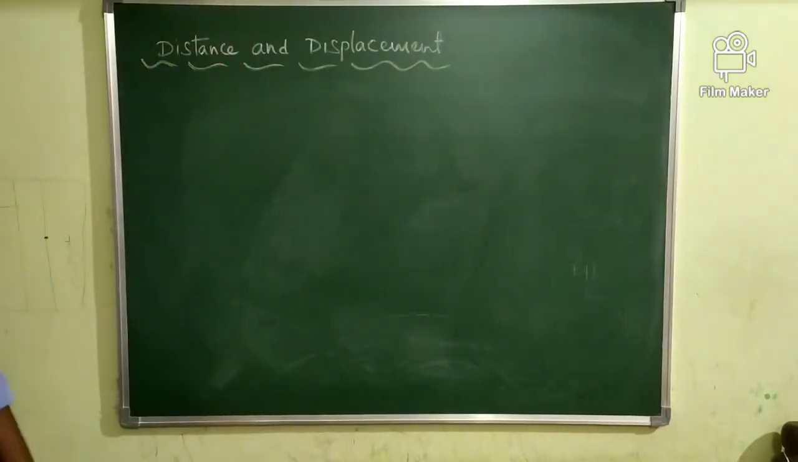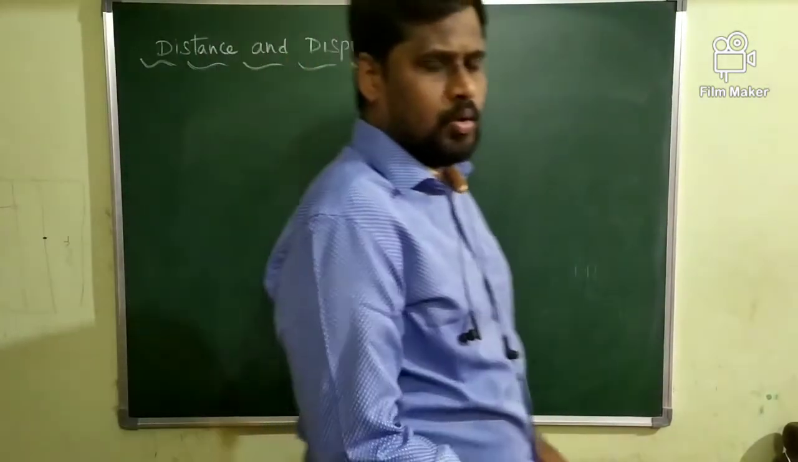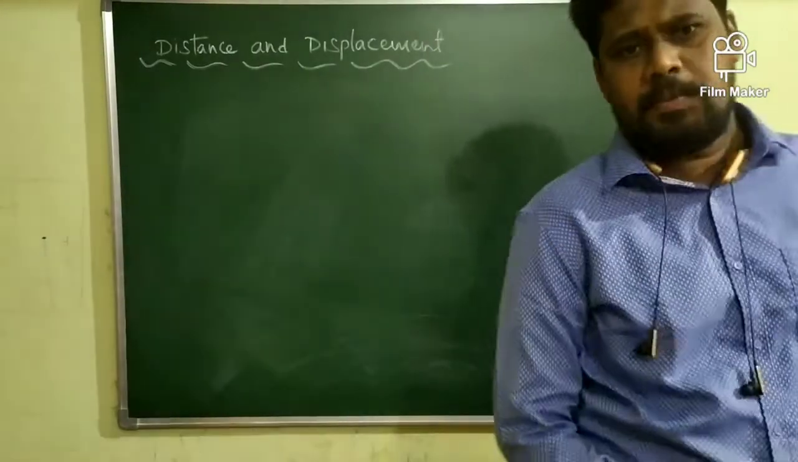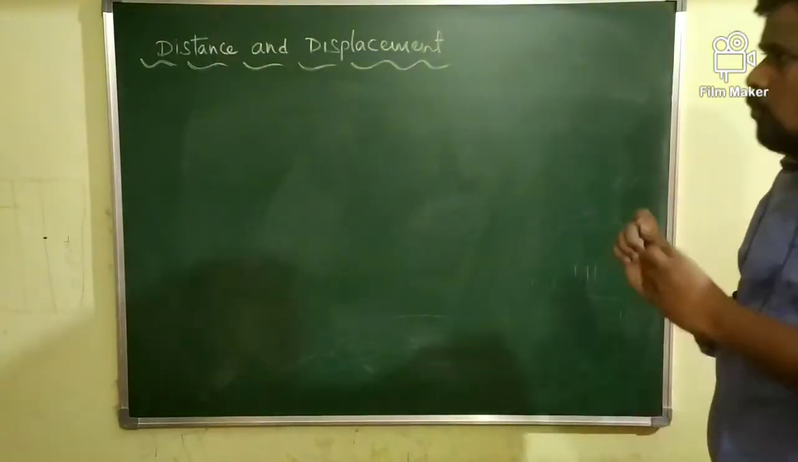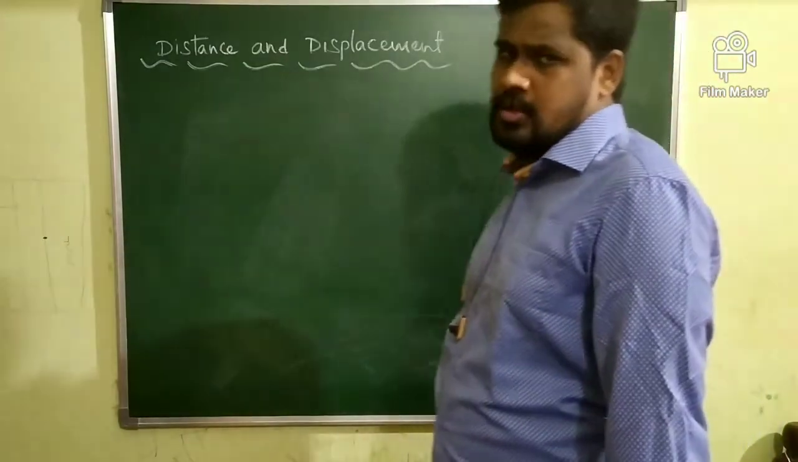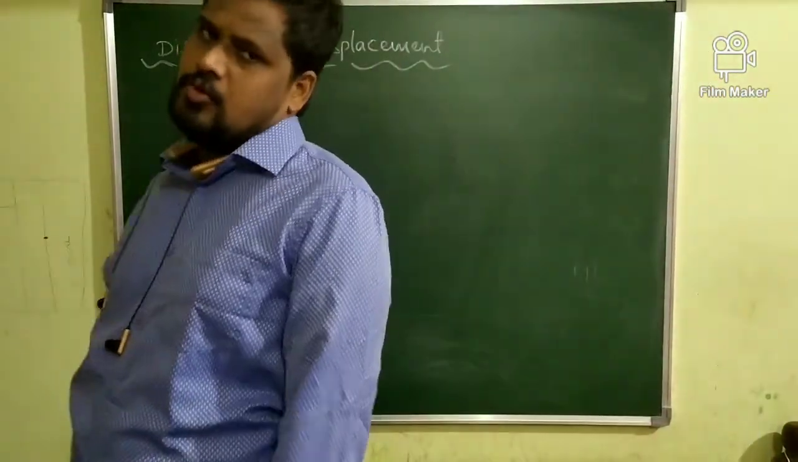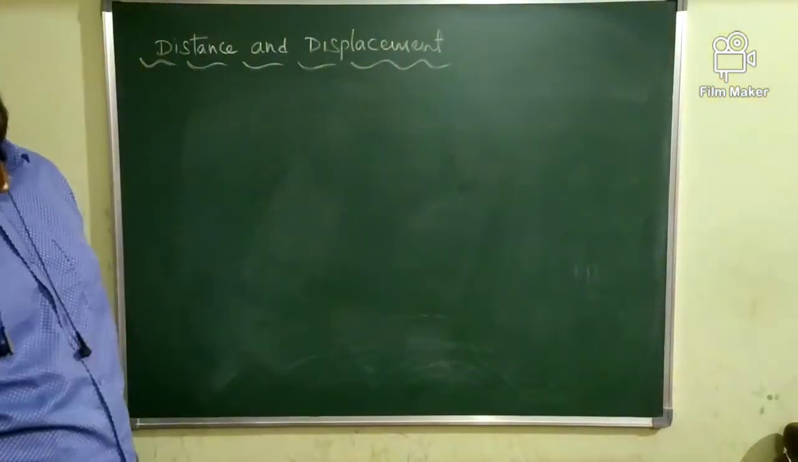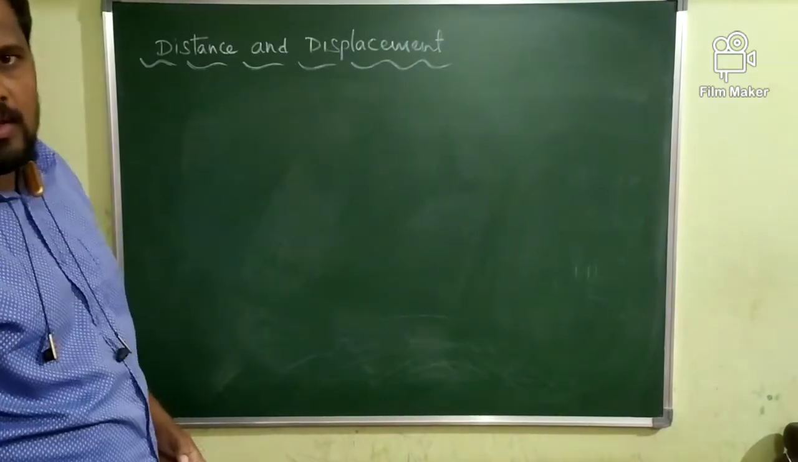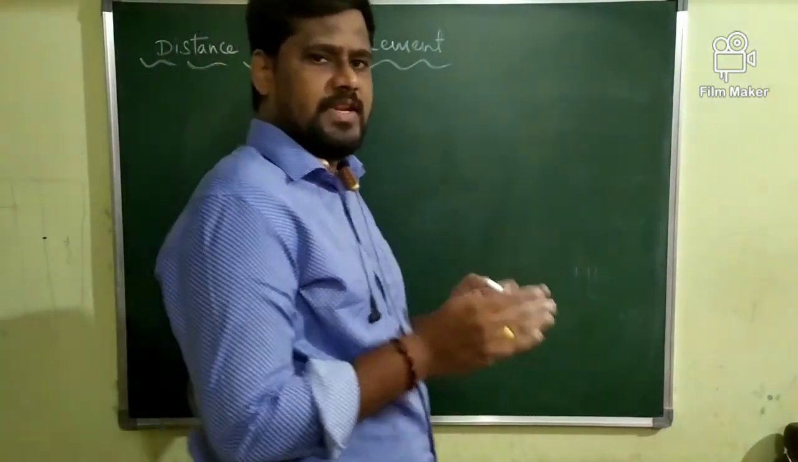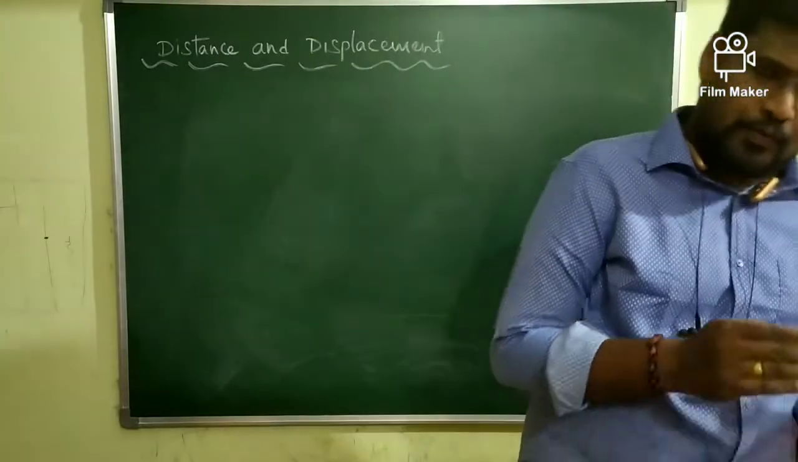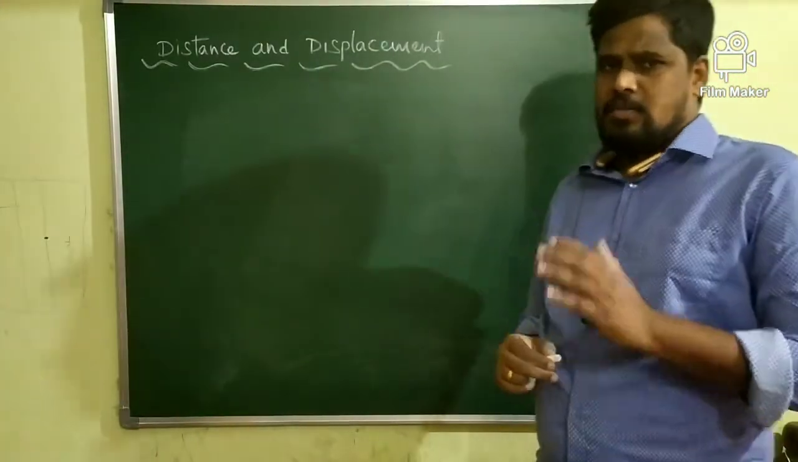So distance and displacement are the two elementary concepts which are related to a moving body. What is motion? Last class we discussed what is motion. Change in position of a body with respect to time and with respect to some reference frame, we call it motion.